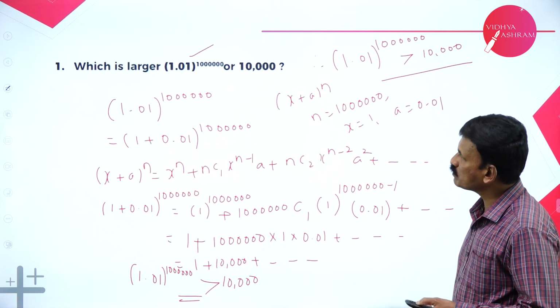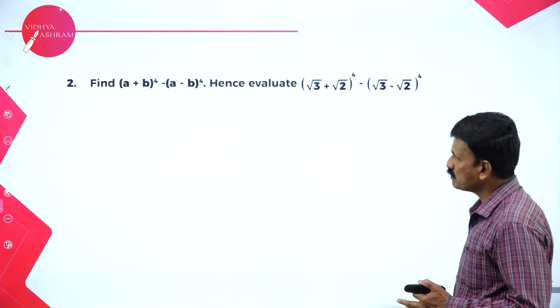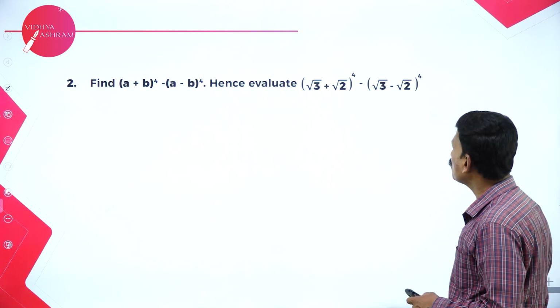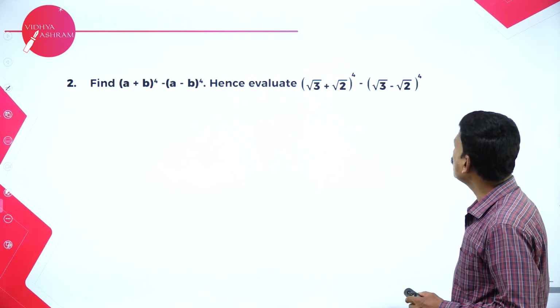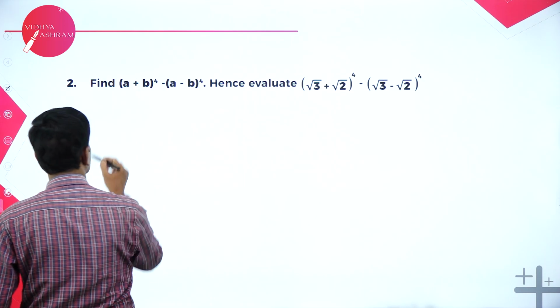Now move on to the next problem. Find (a+b)^4 − (a−b)^4. Hence, evaluate (√3+√2)^4 − (√3−√2)^4. Now, first simplify (a+b)^4.